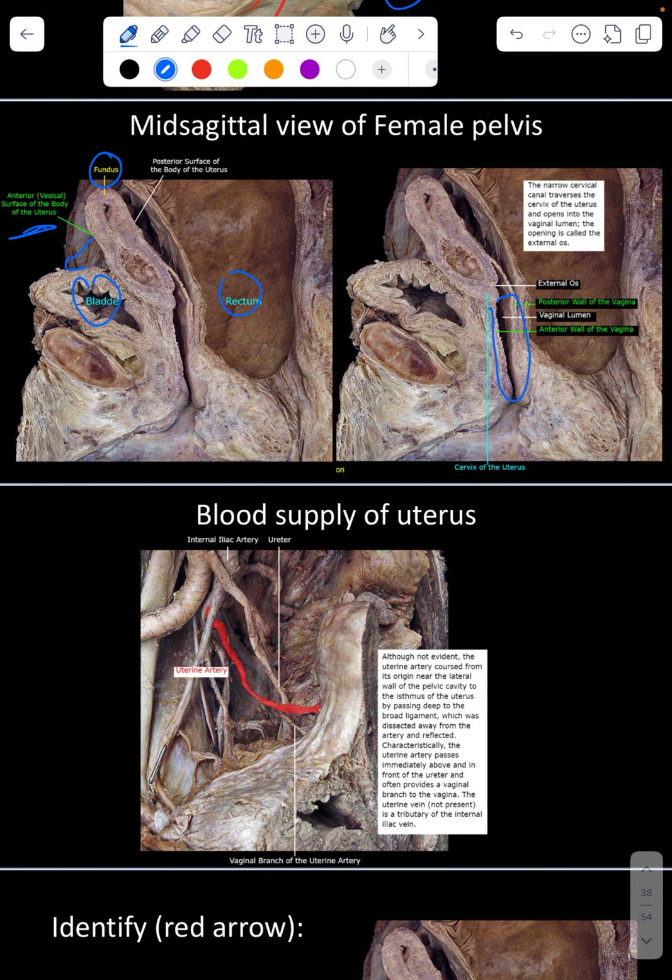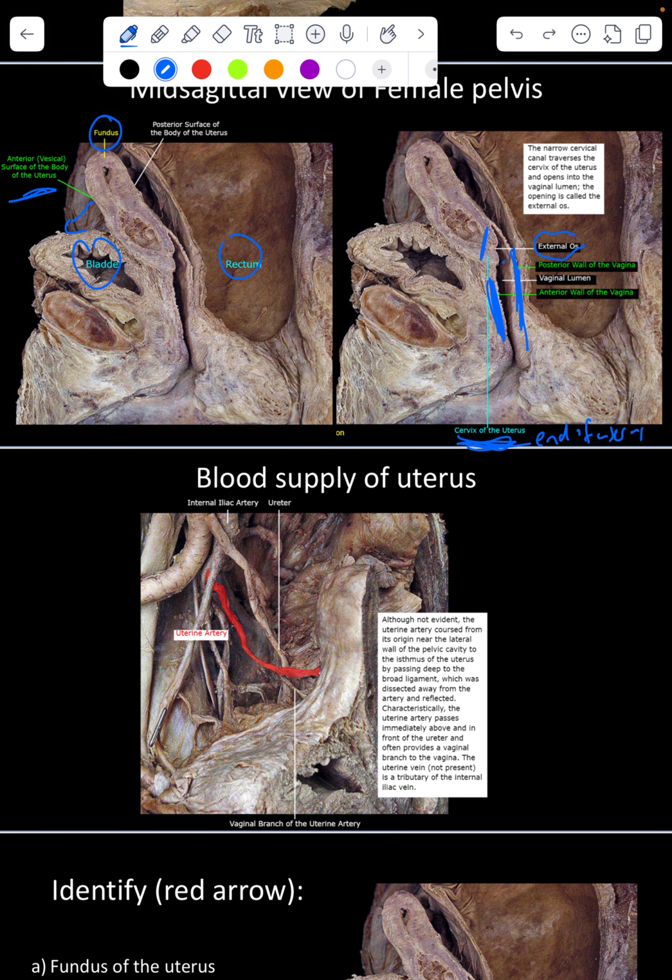This whole thing is the vagina. This is the posterior wall of the vagina, and this is the anterior wall of the vagina. The cervix of the uterus is what will be the end of the uterus. So this whole thing is the uterus, and at the end, this is the cervix. Then you have this little opening, the external os, that leads into the vagina. This is also how you check for cervical cancer in women, using a pap smear.